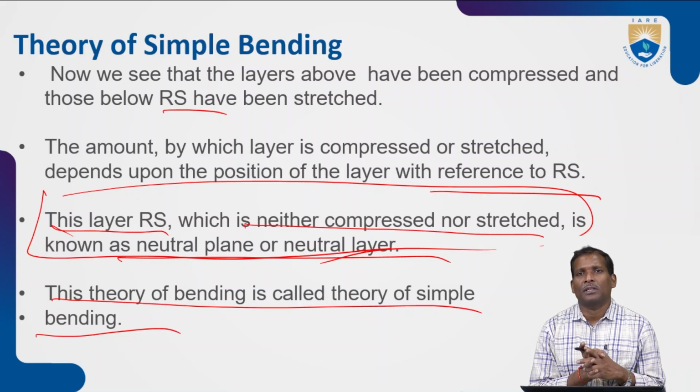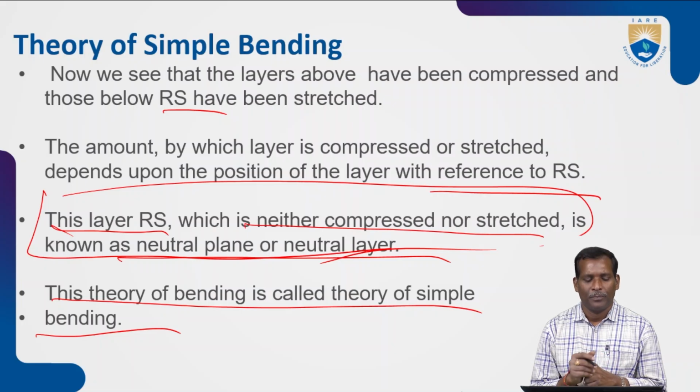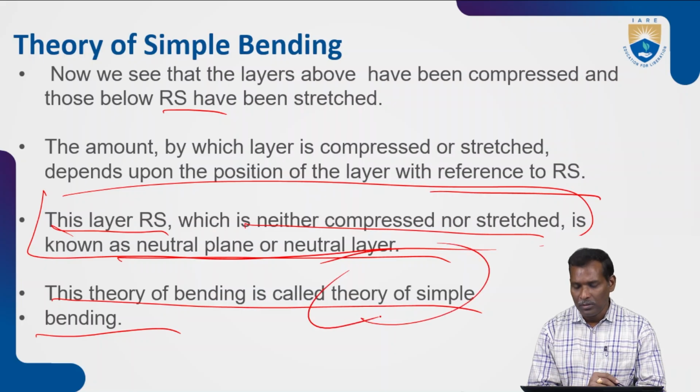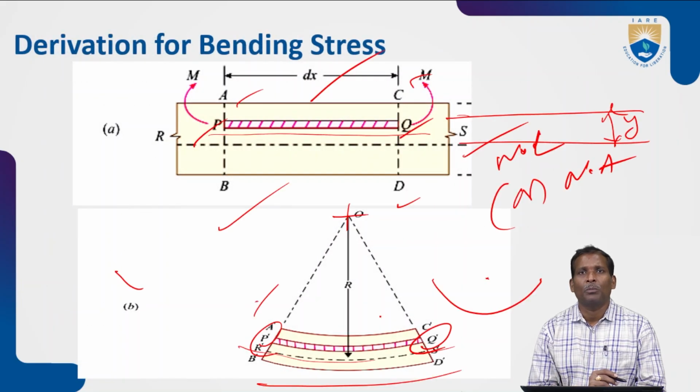There is no change in its layer length. That's why this layer is called the neutral layer and the plane is the neutral plane. The theory of bending is also called the theory of simple bending. So these are the important points I have seen.